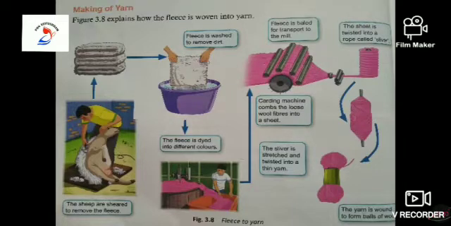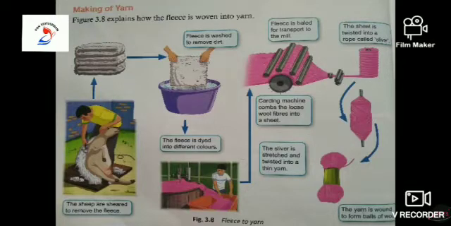How does wool production take place? The different processes involved in wool production are shearing, scouring, grading or sorting, dyeing, drying and making of yarn. In this picture we can see how the fleece is woven into yarn. The sheep are sheared to remove the fleece, and in the next step the fleece is washed to remove dirt. The fleece is dyed into different colors, and this fleece is baled for transport to the mill.